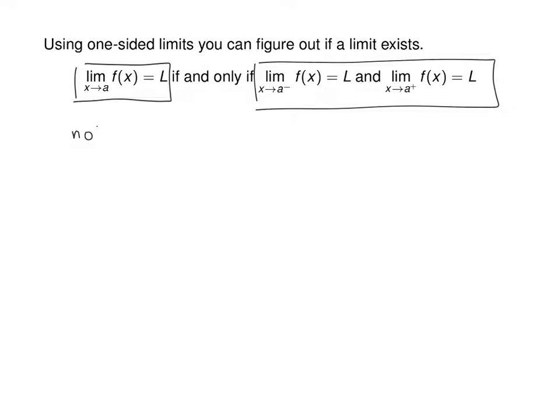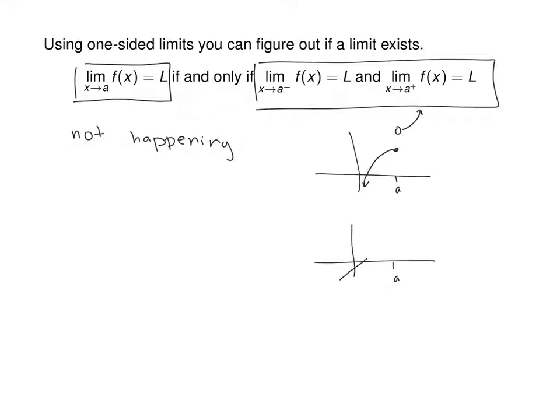Here's an example of that not happening. Something like a piecewise function, if that's your A value. As you come at A from the left, you have that number. From the right, you have this number, and they don't match up, so the limit doesn't exist. But if they do match up, your limit does exist. So like for this kind of picture, if you come at it from the left and the right, are you approaching the same y value?